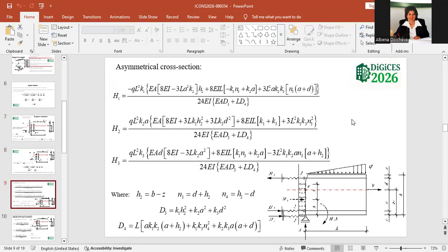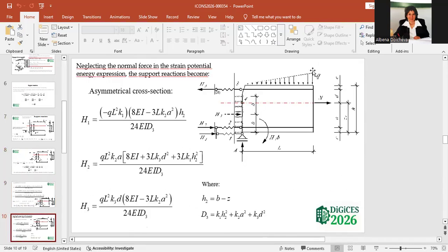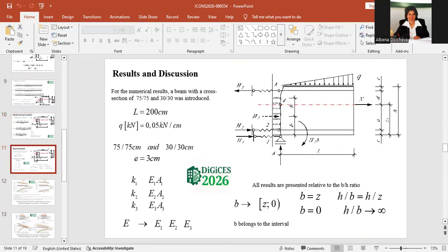We calculate everything in MATLAB 17, and finally we have the equations of the support reactions. In the equations, there is information about the geometry of the beam and about material properties. If we neglect the normal force in the strain potential energy expression, the support reactions become these, which we can see on this slide.